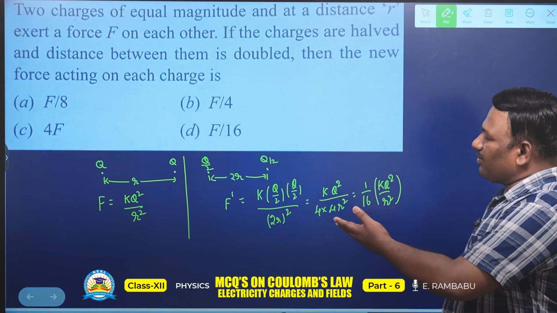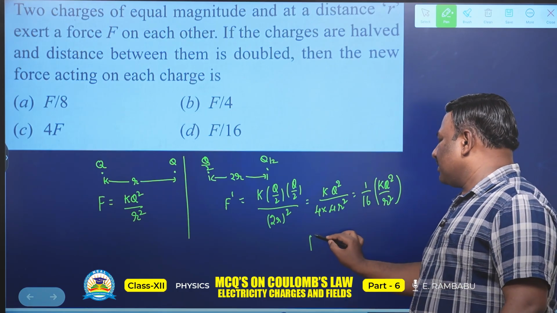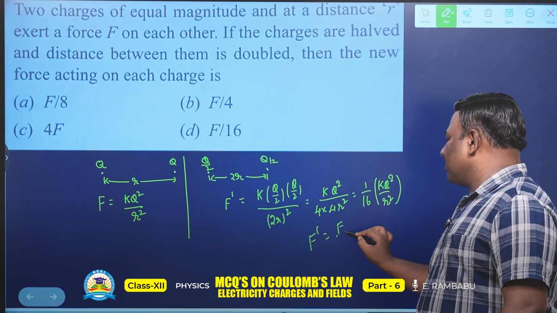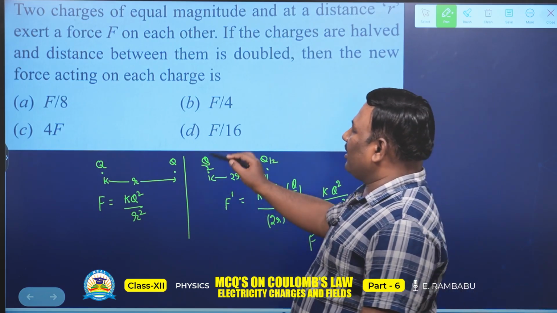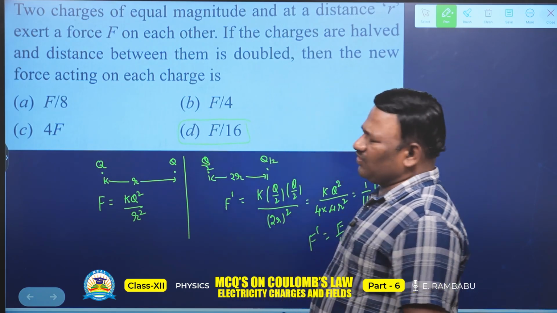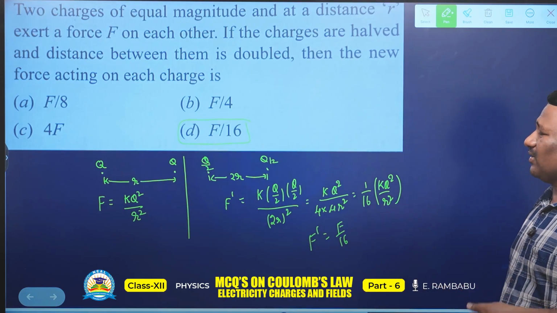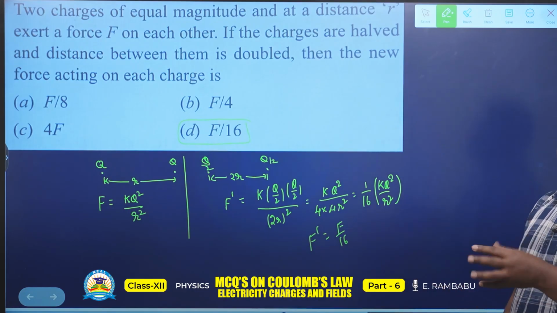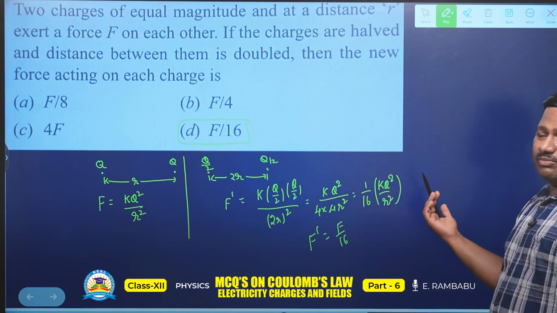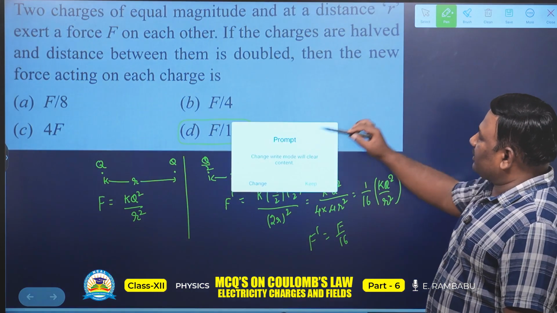What is KQ square by R square? Which is nothing but F. Therefore, F dash is equal to F by 16. Option D is the answer. You can solve this with the help of a shortcut also. F is directly proportional to Q1 Q2 by R square. But that is the conceptual way. Next question.